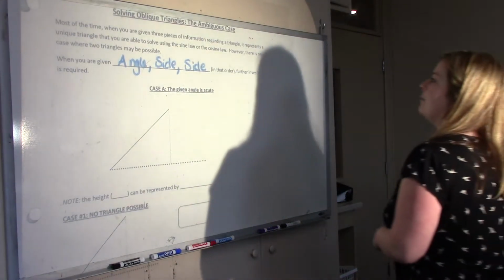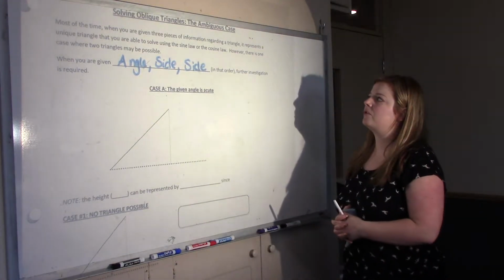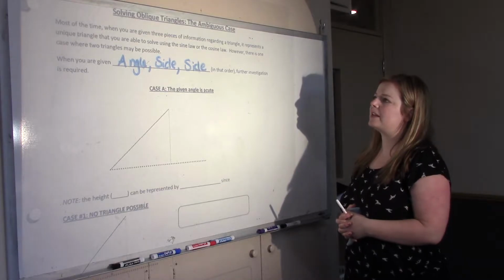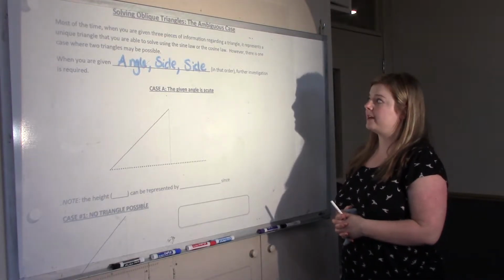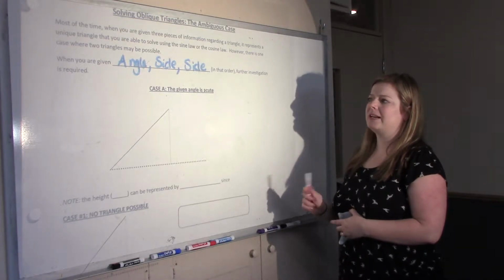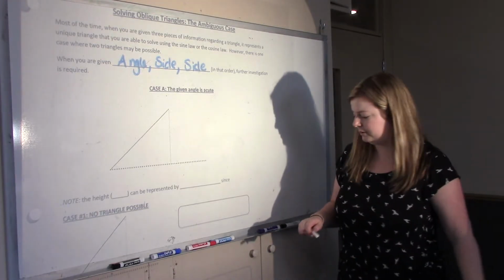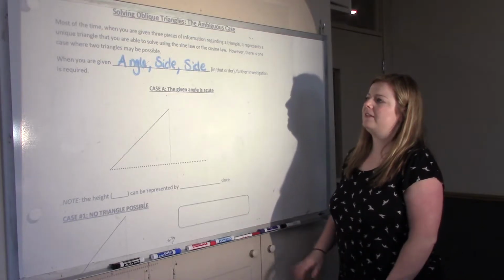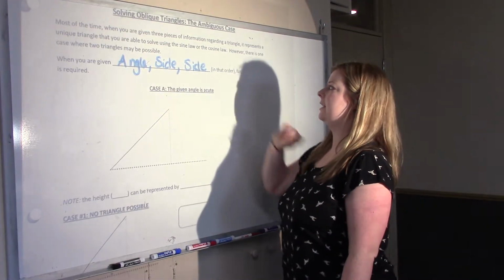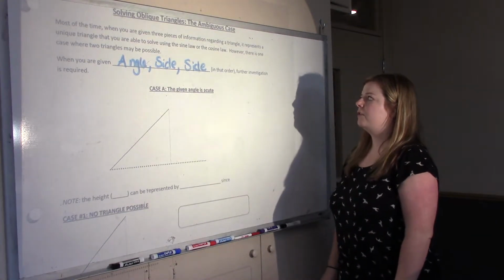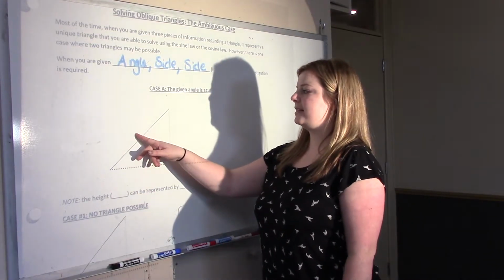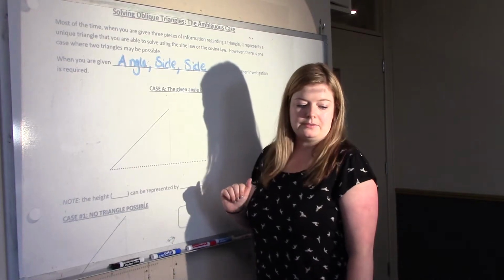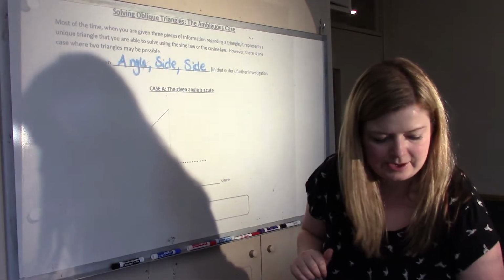So most of the time when you are given three pieces of information regarding a triangle, it represents a unique triangle that you were able to solve using the sine law or the cosine law. However, there is one case where two triangles may be possible. When you are given angle, side, side, in that order, further investigation is required. So it has to be an angle, an adjacent side, and the opposite side for this to be the case.